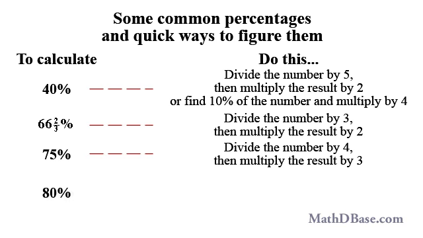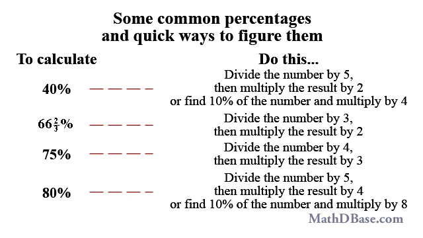Since 80% is equal to 80 over 100, which we can reduce to 4 over 5, to find 80% of a number, first divide the number by 5, then multiply the result by 4. This is equivalent to finding 20% of the number first, then multiplying the result by 4. An alternative is to find 10% of the number, then multiply the result by 8.